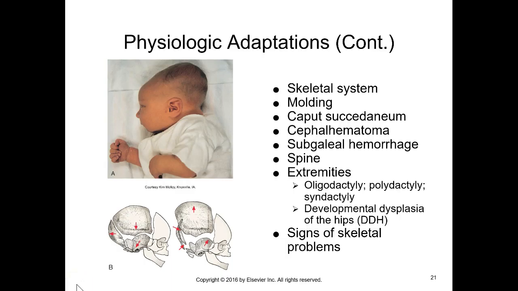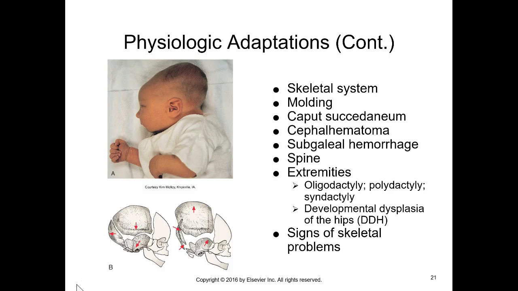Next, we're going to talk about the skeletal system. The head is approximately 1/4 of the total body length. We're just going to go through these different terms related to the head. Molding. We talked about molding during labor and delivery when we were doing that unit. That's the shaping of the fetal head by overlapping of the cranial bones during birth. You can see in the picture here, A and B show molding of the head.